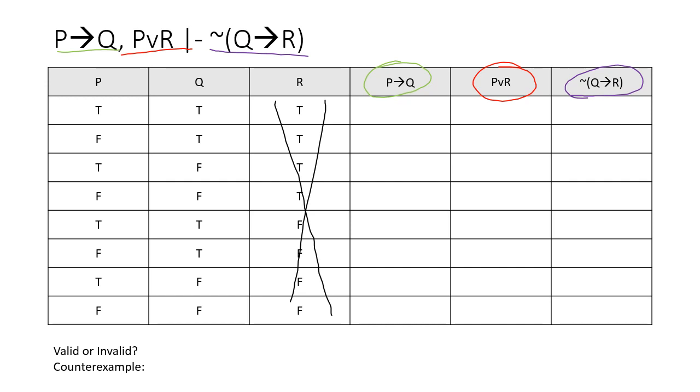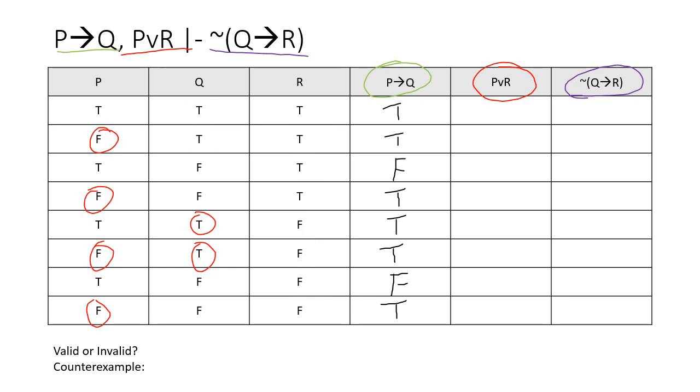So again, an arrow is true wherever the left side is false or the right side is true. So true, true, false, true, true, true, false, true. Oops. Make that one look a little bit better. All right, now we got that one.